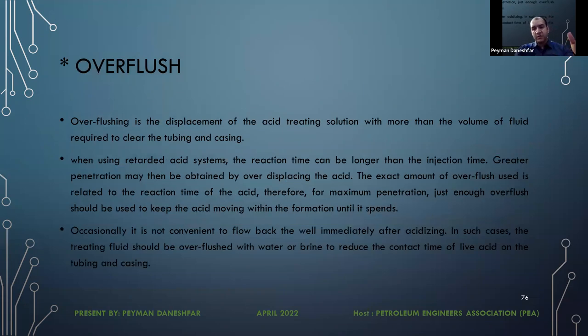And another one about the definition of the overflush, I told you before, overflush is the displacement of acid treating solution with more than the volume of fluid required to clear the tubing and the casing. And it is not convenient to flow back the well immediately after acidizing. In such cases, the treating flush should be overflushed with water to reduce the contact of live acid with the tubing and the casings.